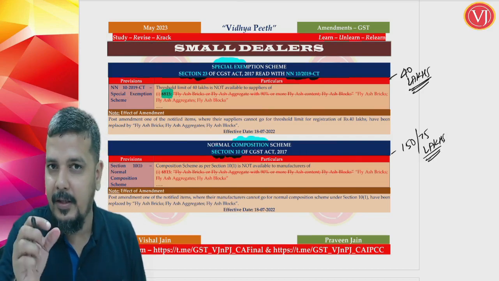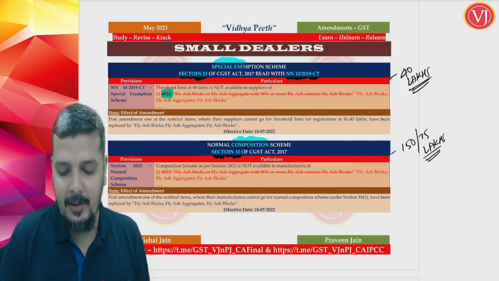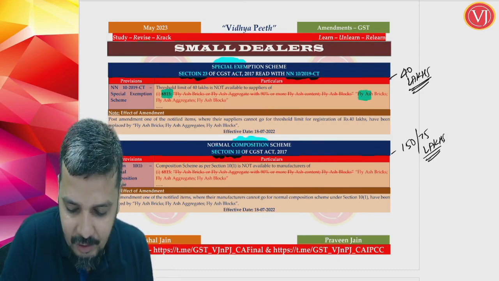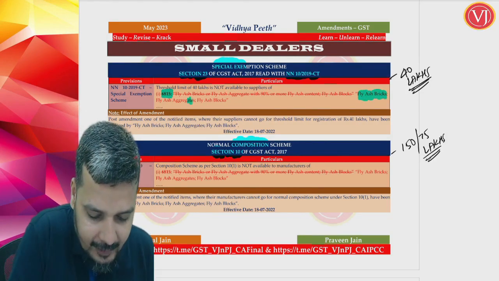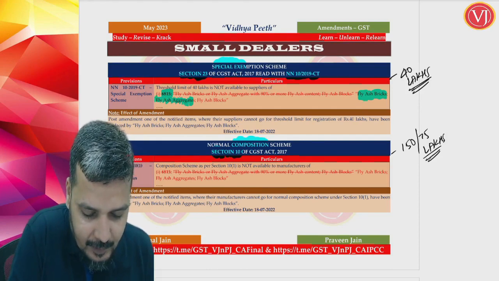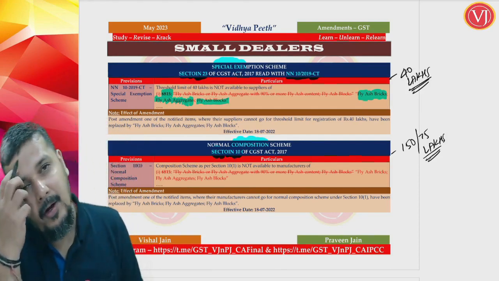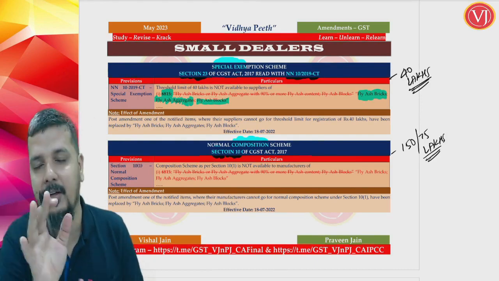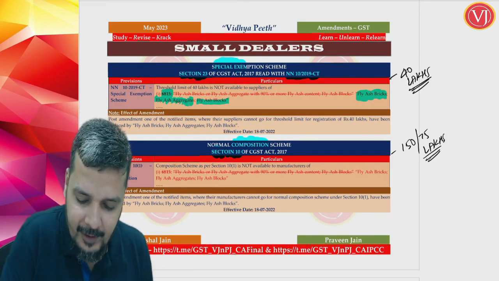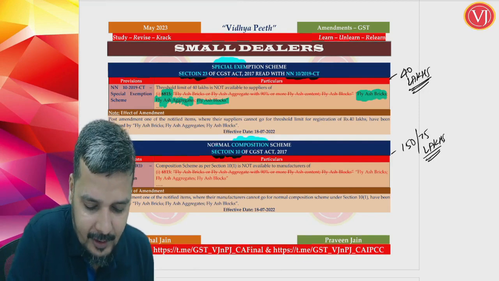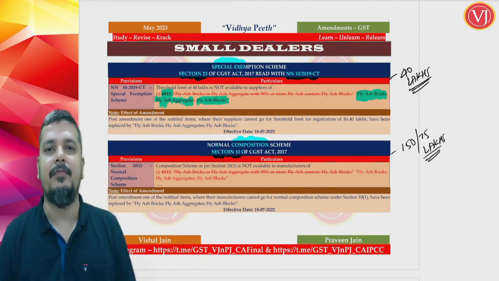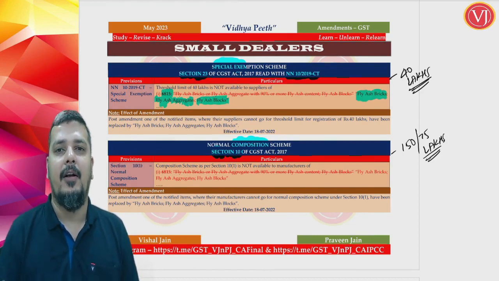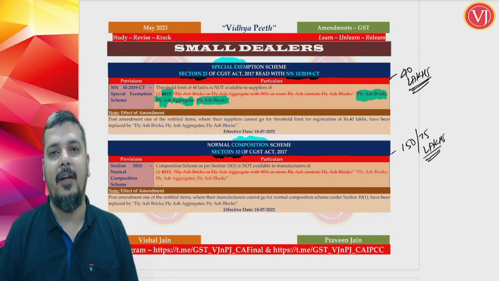Now, out of those certain notified building materials, for HSN 6815, the wordings have been replaced. Now it is fly ash bricks, fly ash aggregate, and fly ash blocks. The point where fly ash aggregate should contain more than 90% of fly ash content is no more there. So, in simple language: fly ash bricks, fly ash aggregate, and fly ash blocks. The same thing is there in your normal composition scheme, 150 lakhs or 75 lakhs.